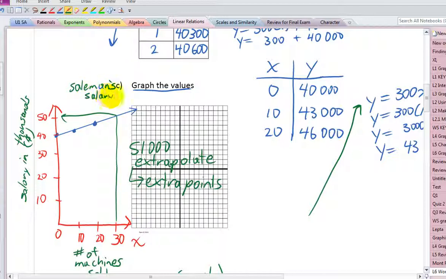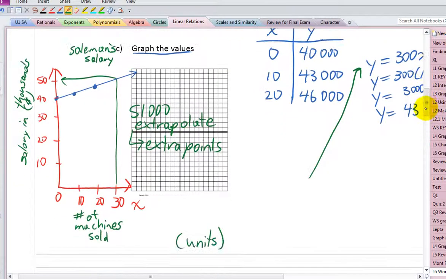Salesman's salary or salesperson. And there you go. So nice little picture of how much he's going to make. Any questions?